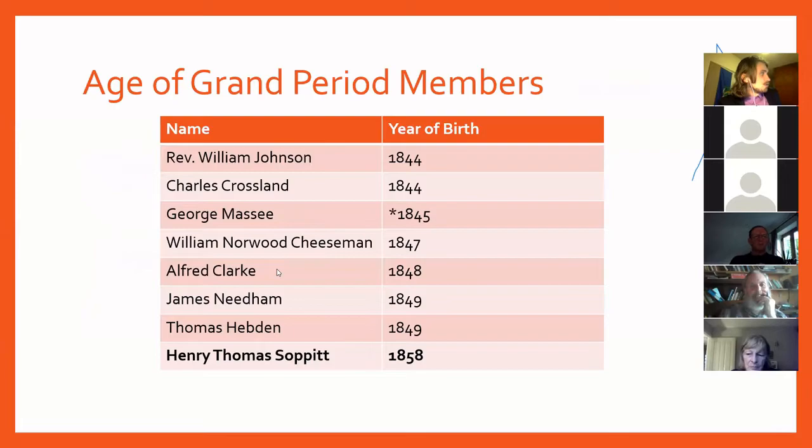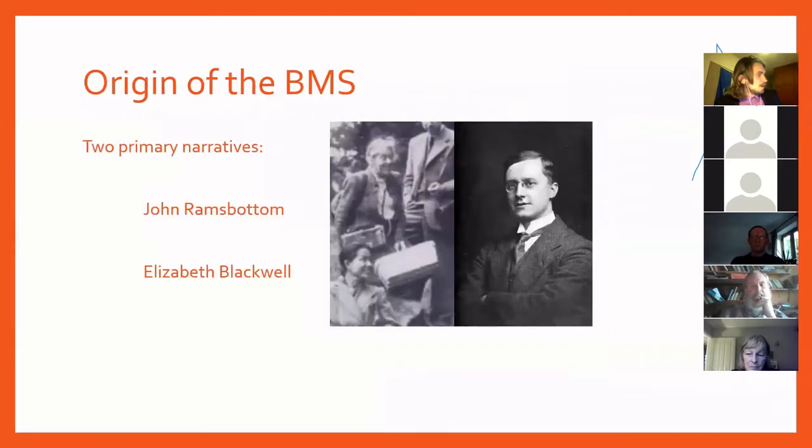Here is a list of the Grand Period members. I'm sure many of you will recognise these names as authorities on certain taxa. Charles Crossland, George Massee, Cheeseman, Clark, Needham, Hebden, and Henry Thomas Soppitt, who was by far the youngest member and tragically also the first to die, in 1899. These members came together after the end of the Woolhope forays. The Yorkshire foray became dominant, and then in 1895, they came together to form the BMS.